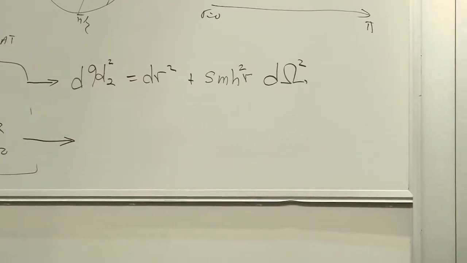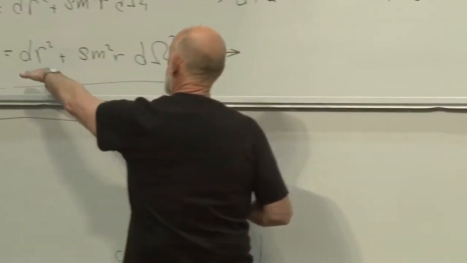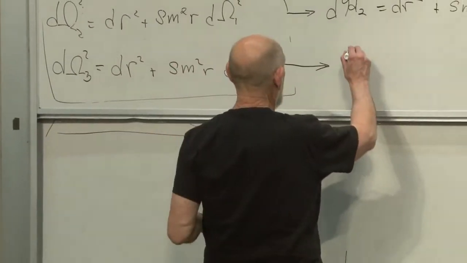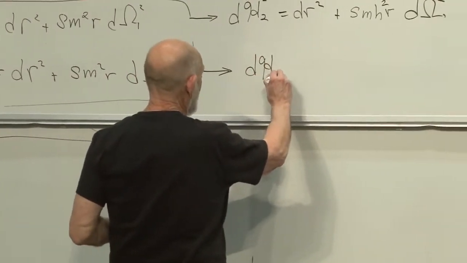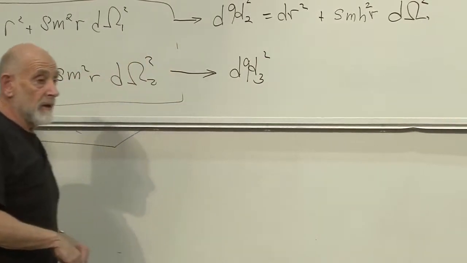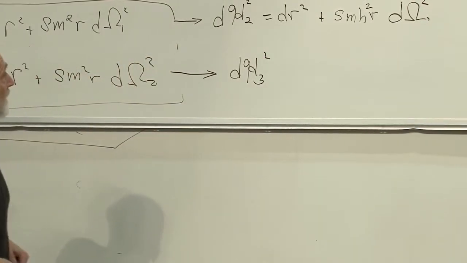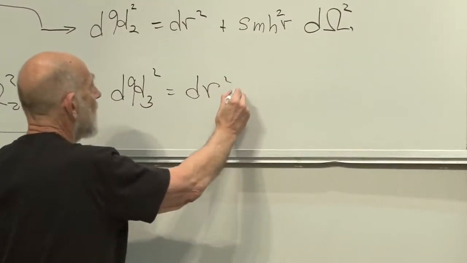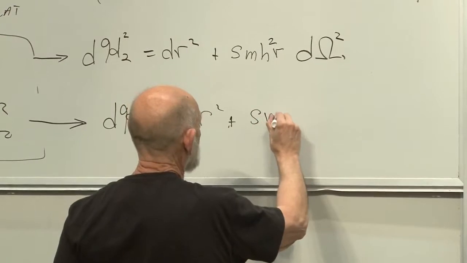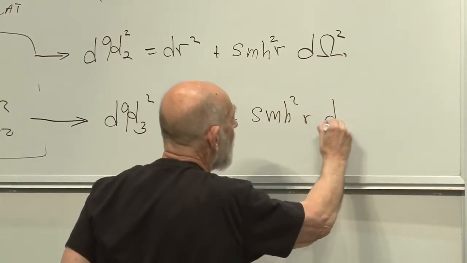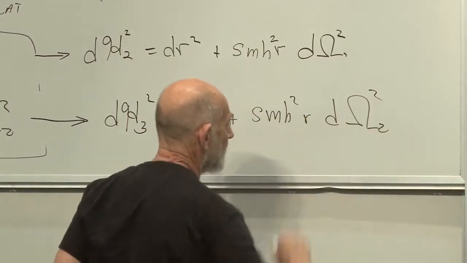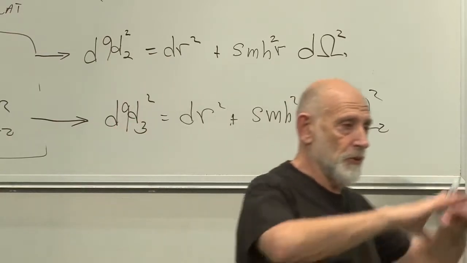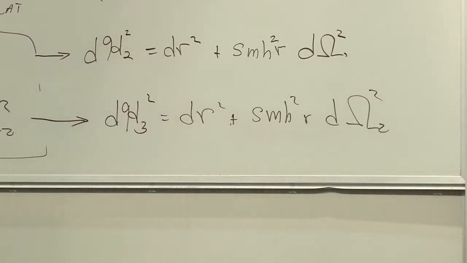Blows up very, very rapidly. To go to the omega 3, to go to H3 squared, which is the candidate geometry that we live in, a candidate, same thing. The r squared plus sinh squared r d omega 2 squared. Now we have the situation we're surrounded by two spheres, but the size of those two spheres gets really big really fast as we move away.